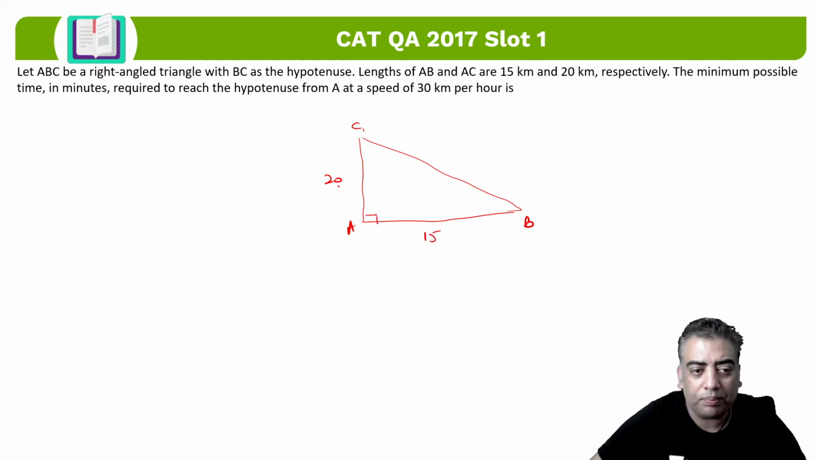The minimum possible time in minutes required to reach the hypotenuse from A at a speed of 30 km per hour. When you want to minimize the time taken by anyone to travel from A to BC, the distance covered will be minimum when it is perpendicular on BC. So here we are required to calculate the length AD. Speed is given to me. With the two pieces of information, we can easily calculate the time taken.